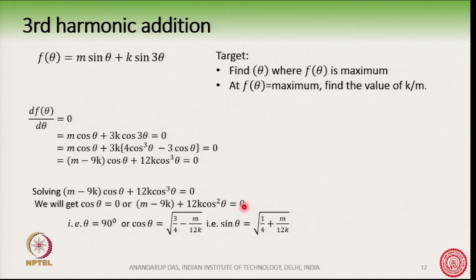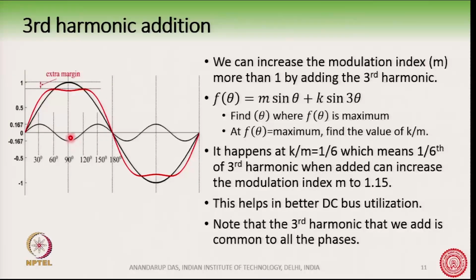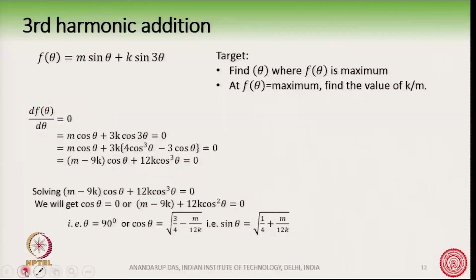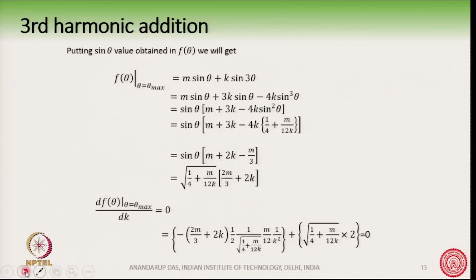If cos theta is equal to 0, which means theta equal to 90 degree, we can see from this waveform that at theta equal to 90 degree, basically we are getting a minimum of the resultant. So, we will not take theta equal to 90 degree. We will take the other solution, m minus n k plus 12 k cos square theta equal to 0, and first solve for the value of cos theta and sin theta here, which we will utilize.